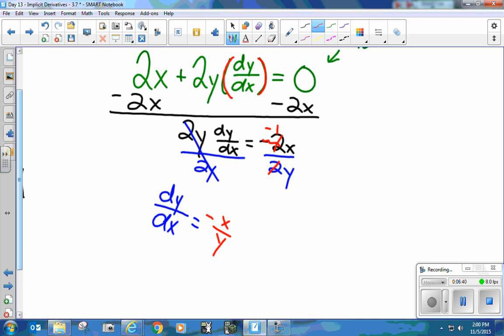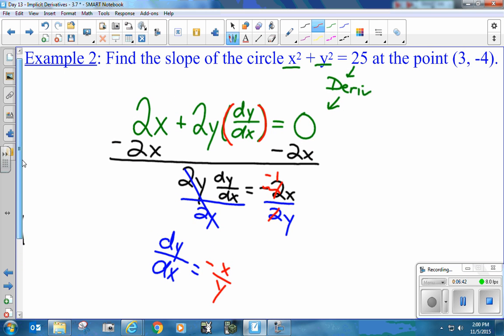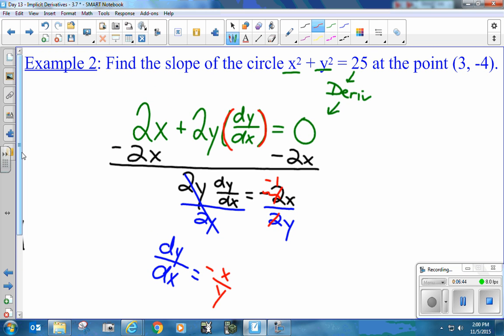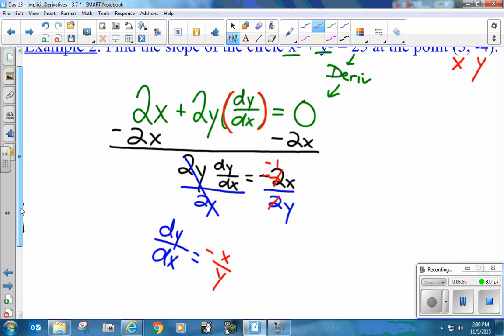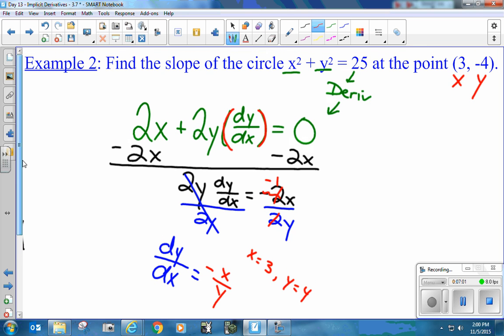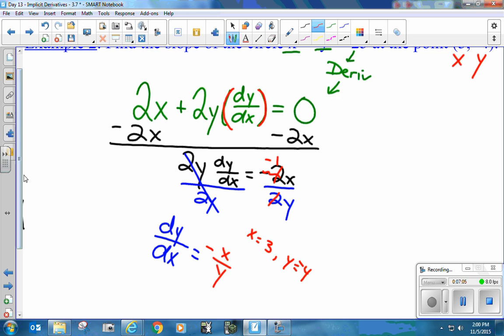Am I done? No. They want it at what point? This is the x, and now we can plug in a y as well, because in our derivative we have an x and a y variable, don't we? So we just plug in: my x is 3 and my y is 4. We get that from the coordinate up there. Well, it's negative 4. 3, negative 4. Because that's the point they wanted.